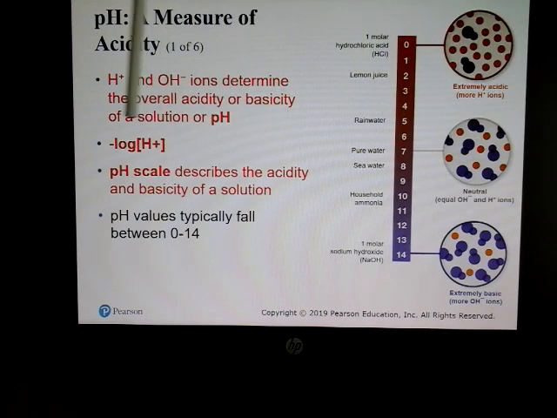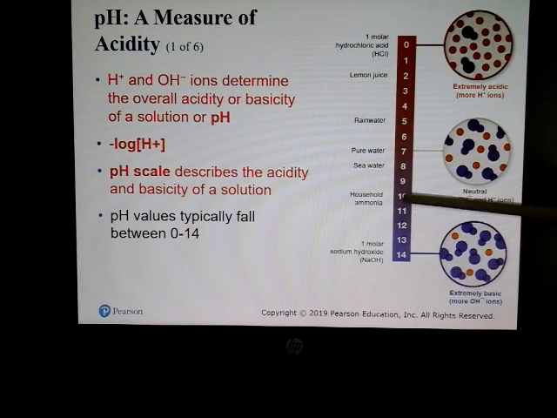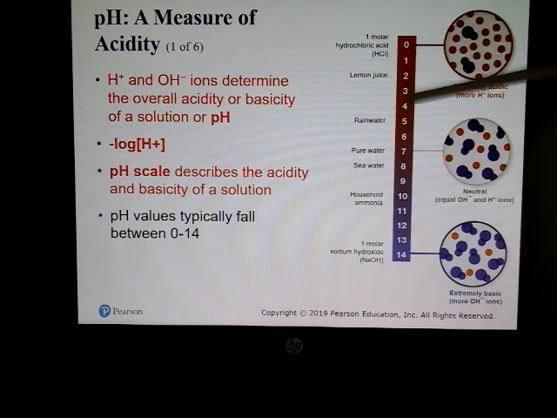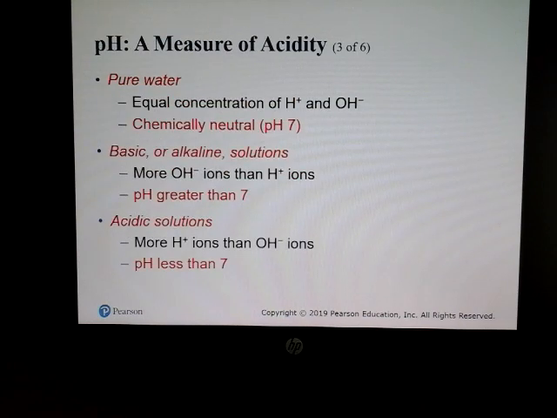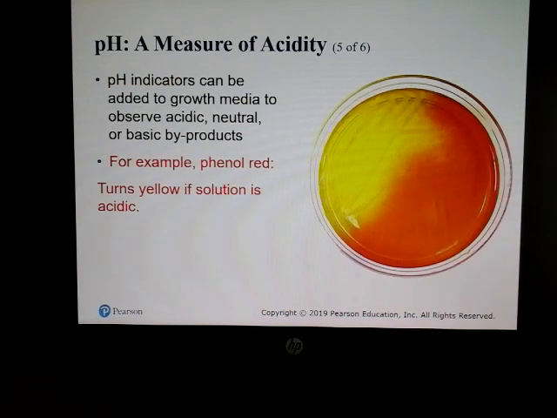So pH then is the negative log of the concentration. Anytime you see brackets, that means concentration of hydrogen. So the scale then describes how basic, that would be down here, the higher numbers, or acidic, the lower numbers down here, that a chemical would be. So pure water would be neutral, so that would have a pH of 7. If you have a basic or alkaline solution, the pH is going to be greater than 7, and acidic solutions will then be less than 7.